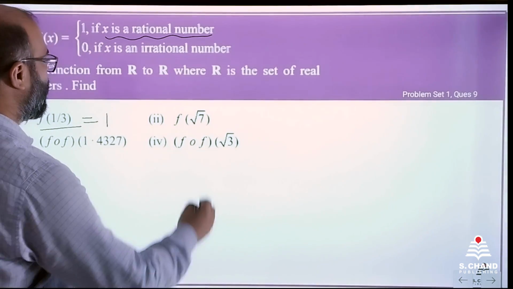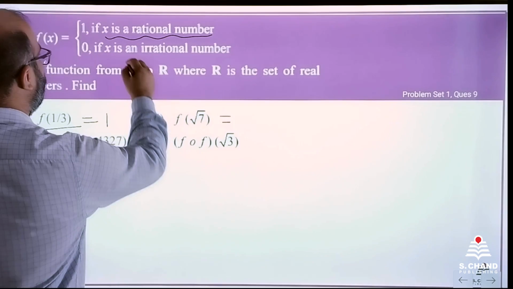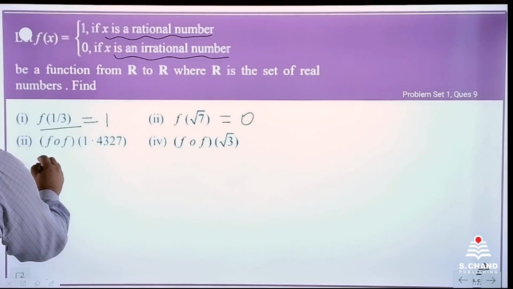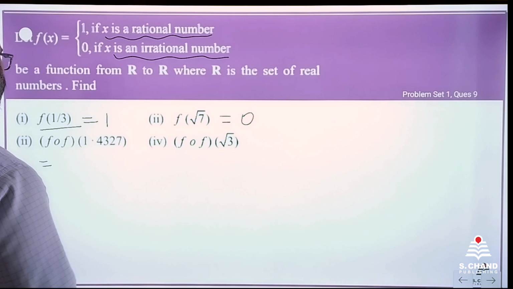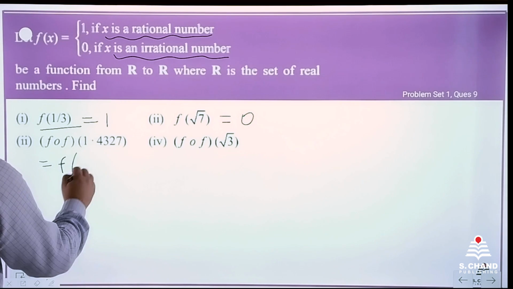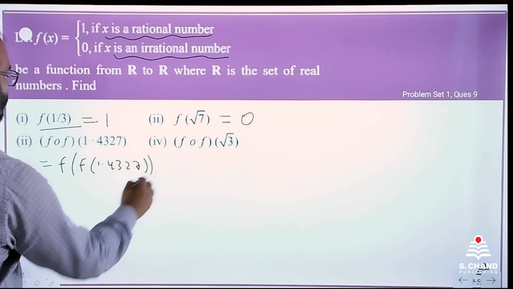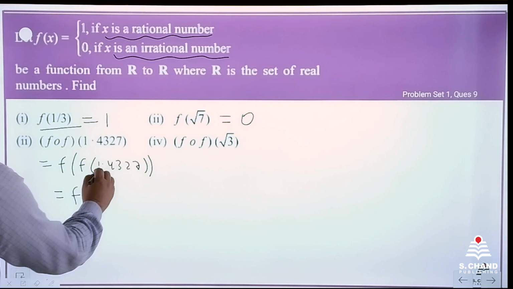What is f of root 7? So root 7 is an irrational number. So it will give you 0. What is f of 1.4327? So this is f of 1.4327. So this is a rational number.